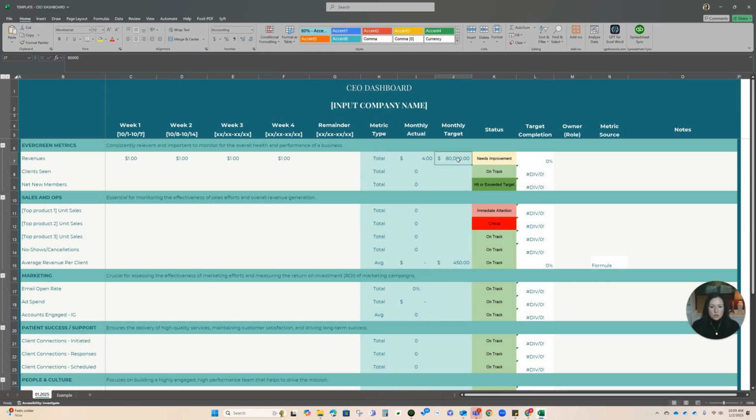Now, when you go through your quarterly business planning, sometimes your CEO dashboard may update the KPIs that you're tracking with that. That's why this is important as part of that quarterly planning process.